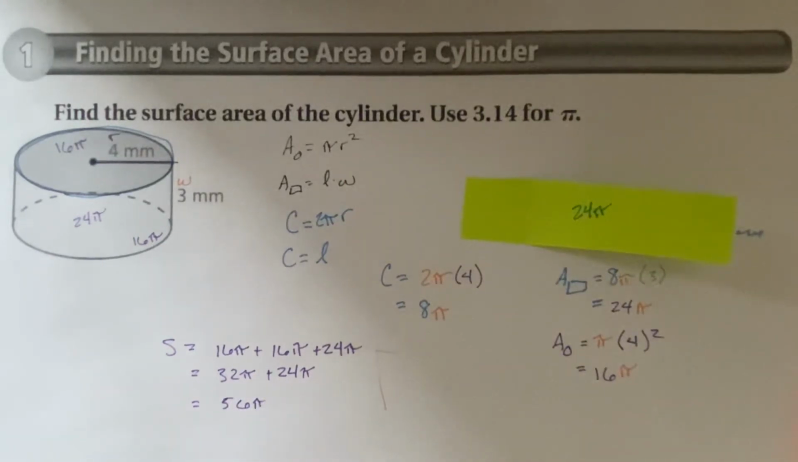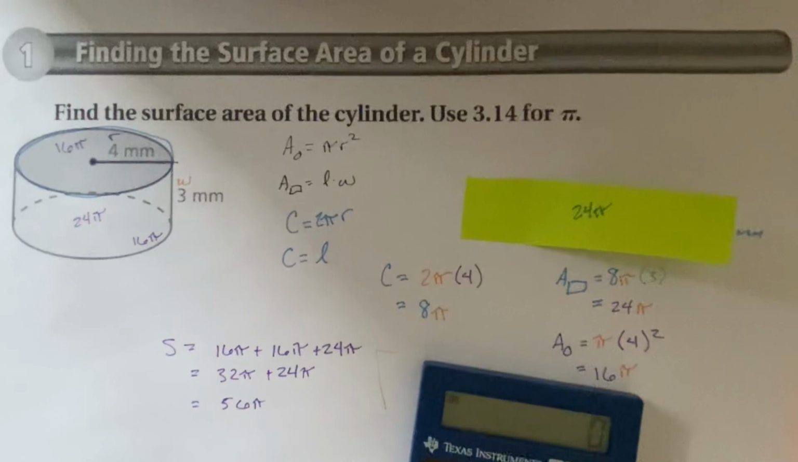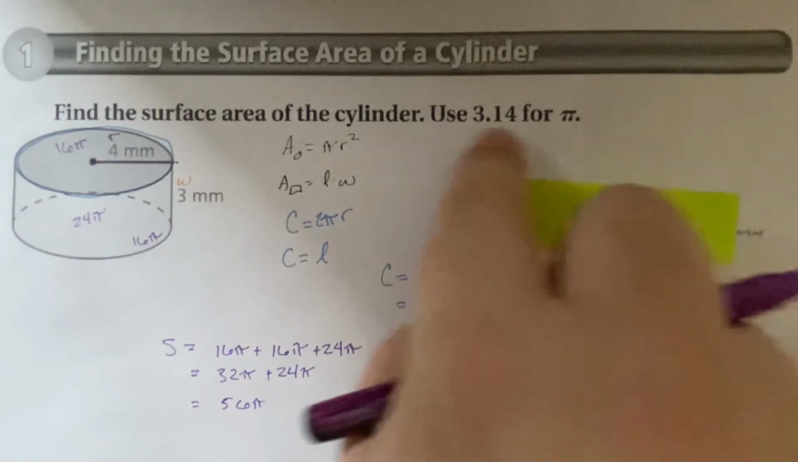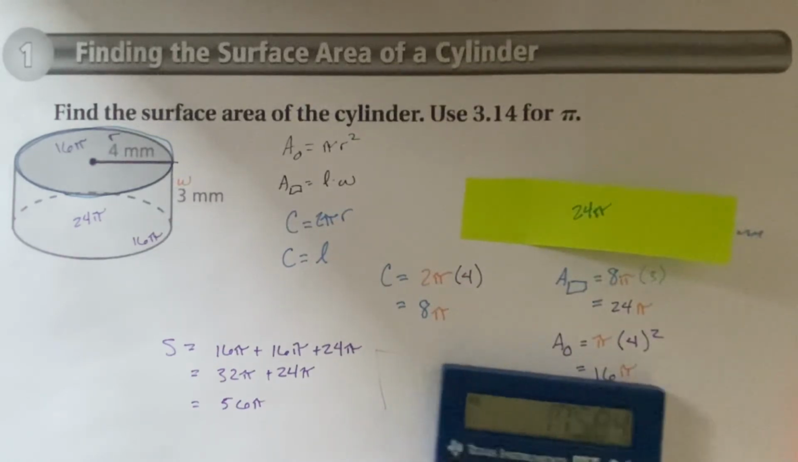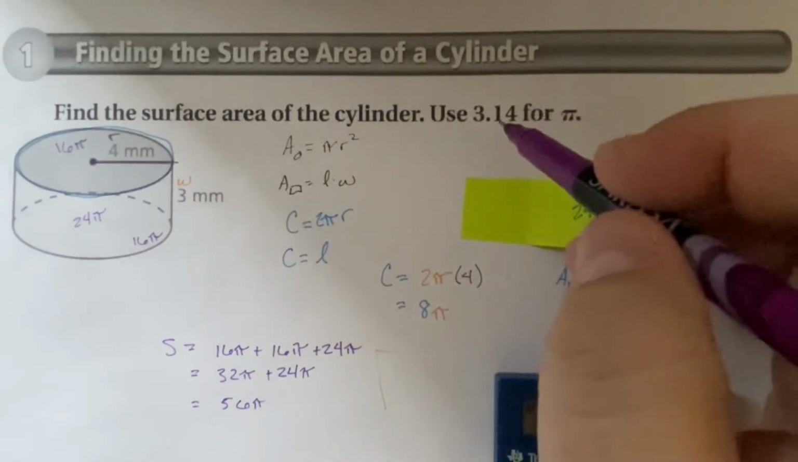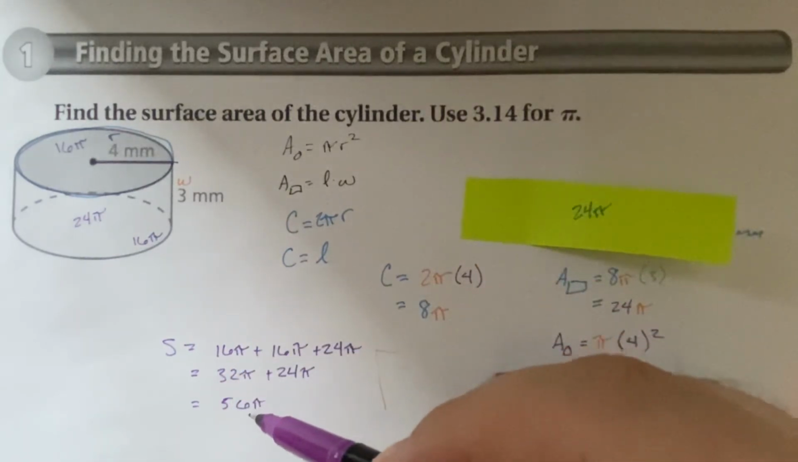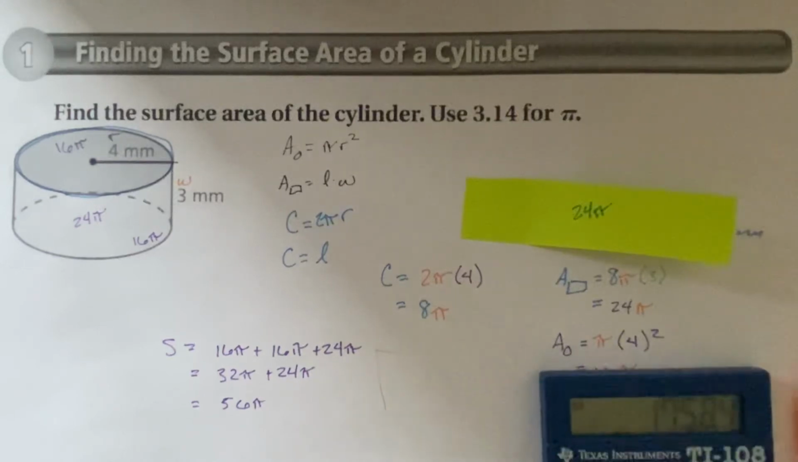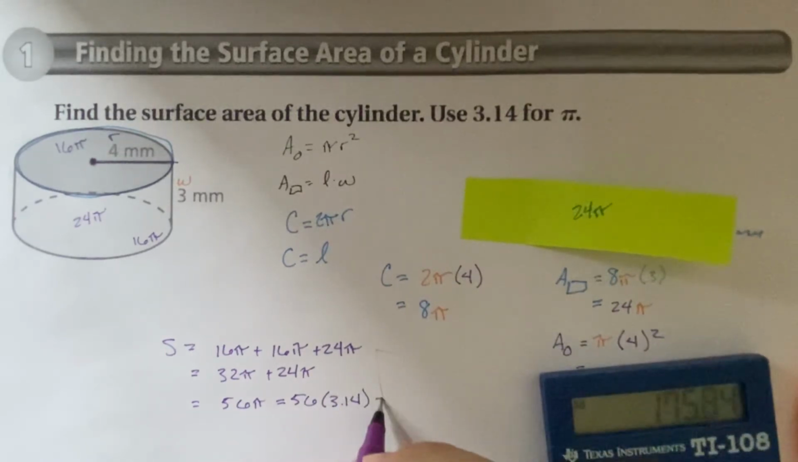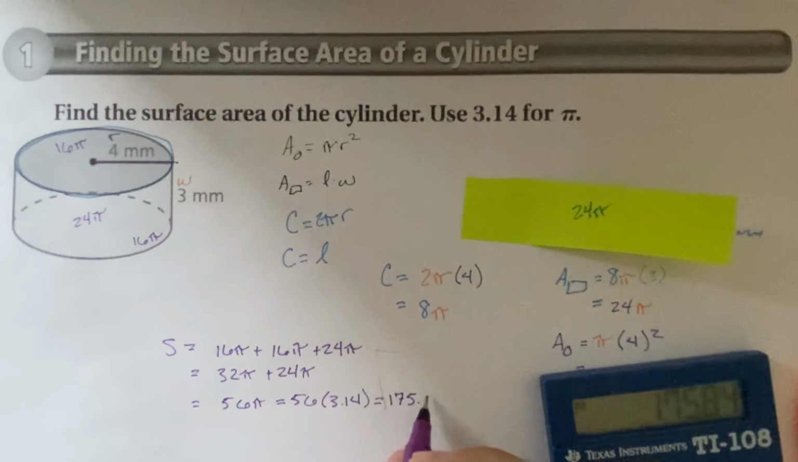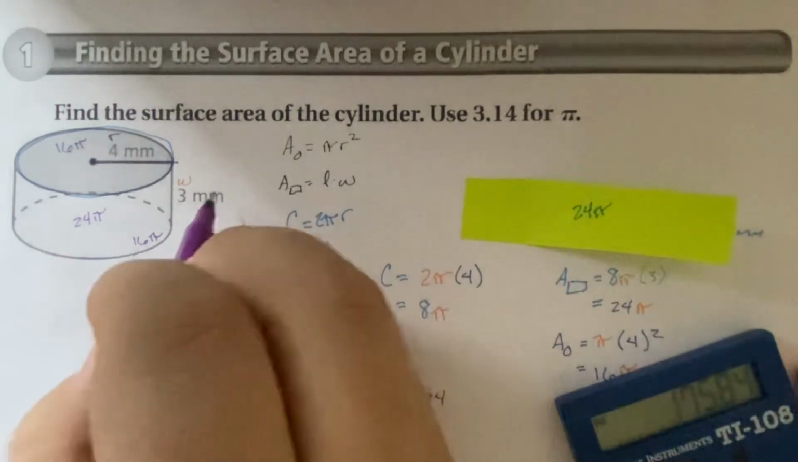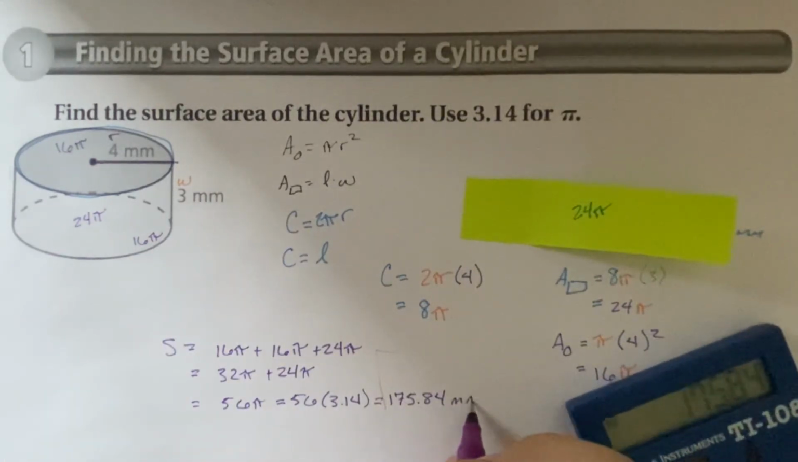Now, at this point, I go ahead and grab my calculator, and I do 56 times 3.14. And I'm using 3.14 because it tells me to do it up here. Always look to see if it tells you. If it doesn't tell you what to use for pi, this would be our final answer. This is called in terms of pi. We would just keep it. But instead, it says use 3.14, which is 175.84. And now I take my millimeters squared.